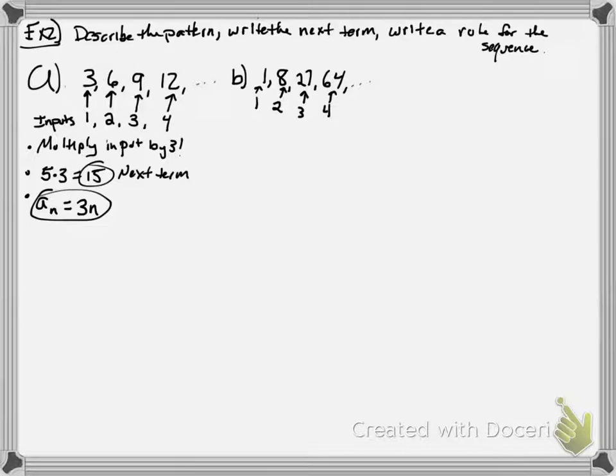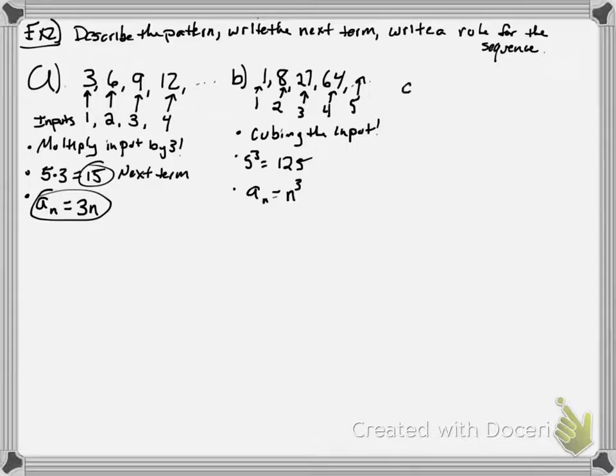So it's not just multiplying by 2. If you think about it, the relationship between 2 and 8, and 3 and 27, and 4 and 64, those are all the cubes of the inputs. So I think if I had to describe the pattern here, we are just cubing the input. So the next term would be 5 to the third, which I believe is 125, would be the next term of the sequence. The general rule for the nth term would just be whatever n is to the third power, and that would be the rule for this guy.